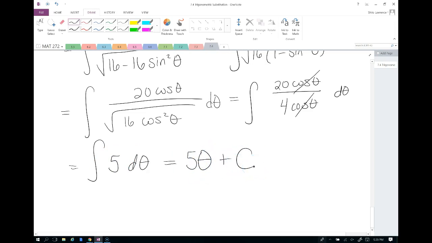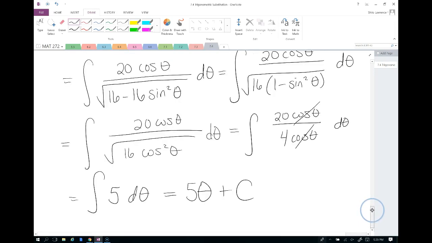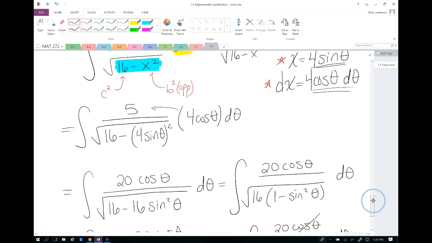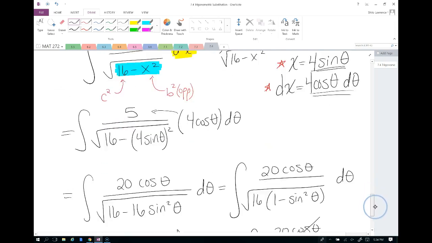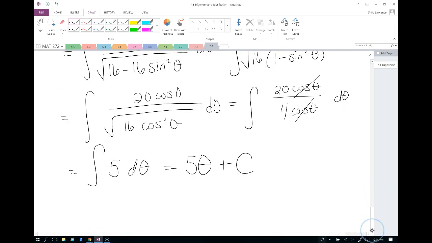But that is not our final answer. That theta is completely arbitrary and made up by us to make the problem easier. So once you finally do your integration, you're going to have to refer back to your triangle to figure out how to get this back in terms of x. Now, there is no trig function in our answer. It's just a theta. So whenever you have a theta all by itself with no associated trig function, you're going to use inverse trigonometry.